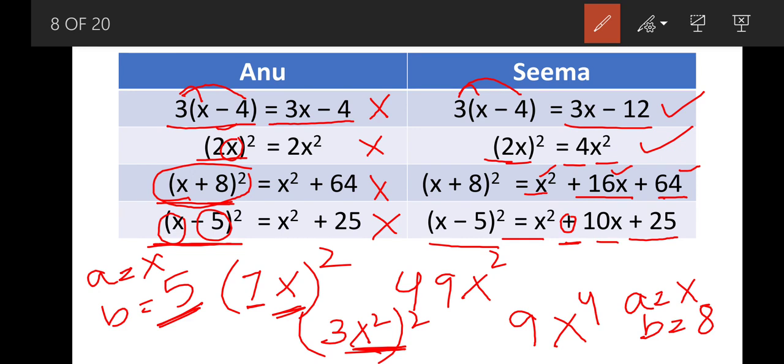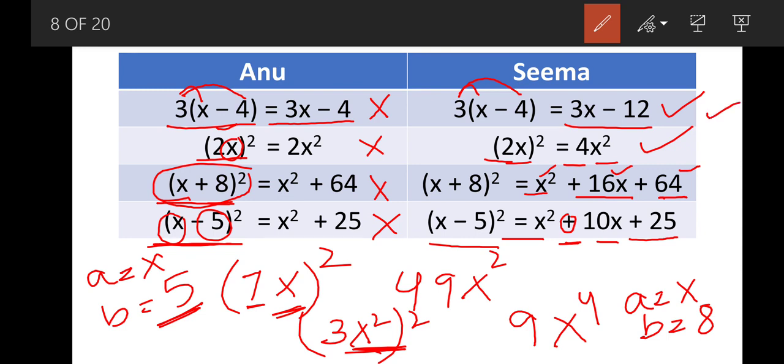I am repeating all the examples because this is how you need to find the error and rectify the error. Correct the errors. You are supposed to correct the answer also after finding the error. So the first expression is 3 bracket x minus 4. Anu is giving all the answers as wrong. Seema's all the answers are correct. In the first expression, 3 is to be multiplied by x as well as 3 is to be multiplied by 4.